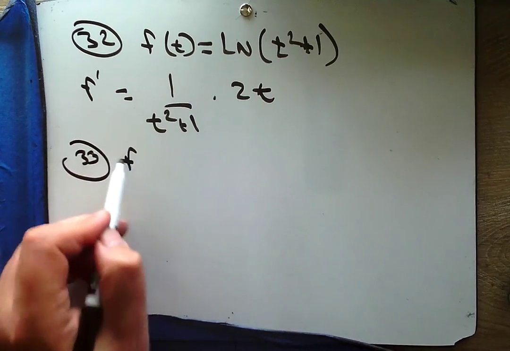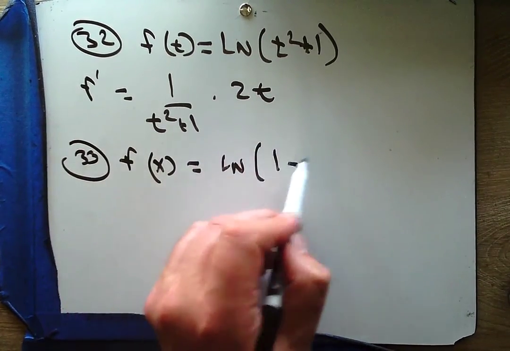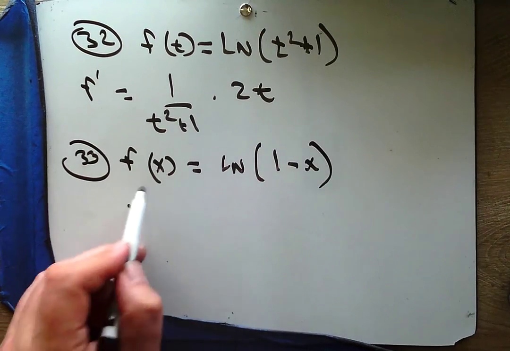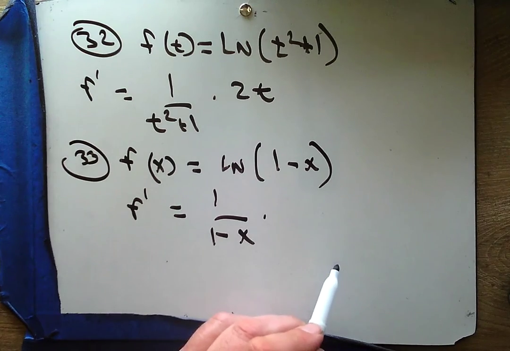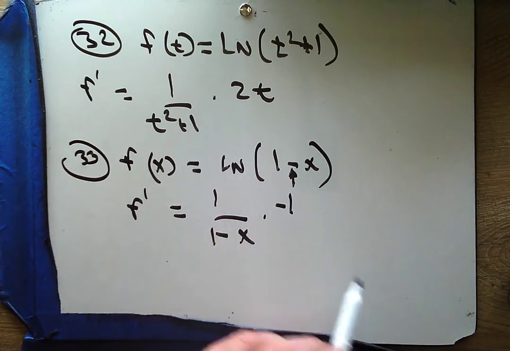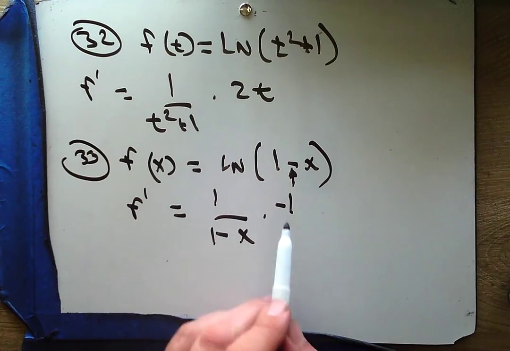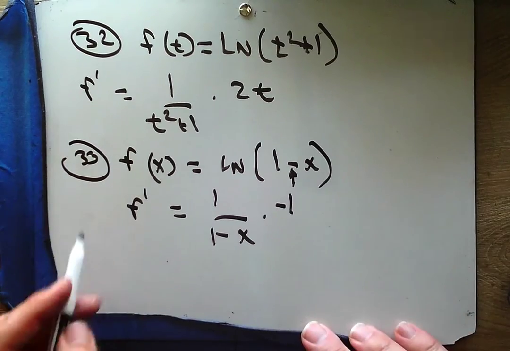33. F of x equals the ln of minus x. F prime then is going to be 1 over stuff times the derivative of stuff. That's negative x. That's the derivative. Don't lose that negative sign. Very common to lose that negative sign.